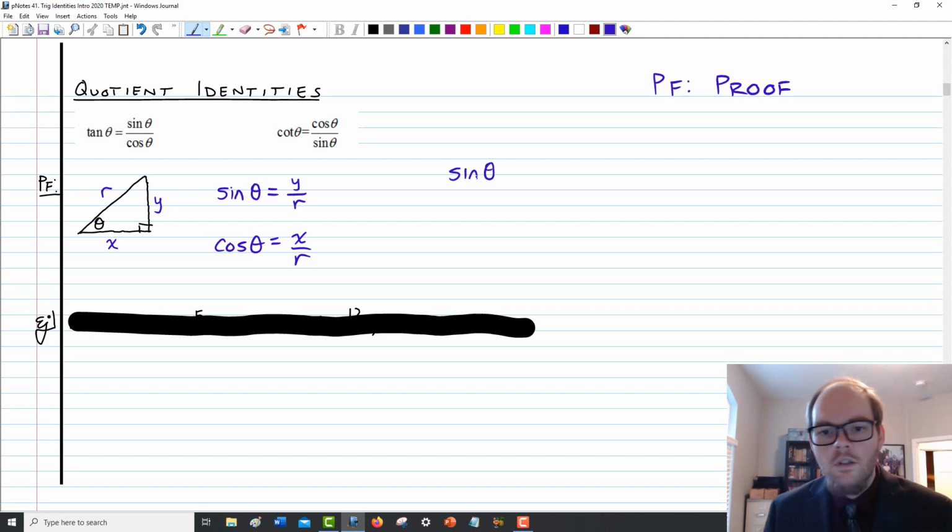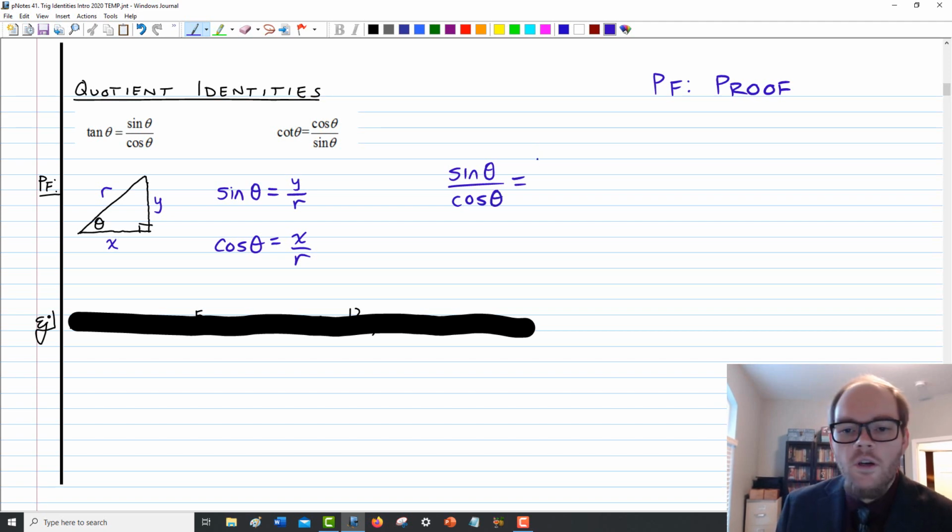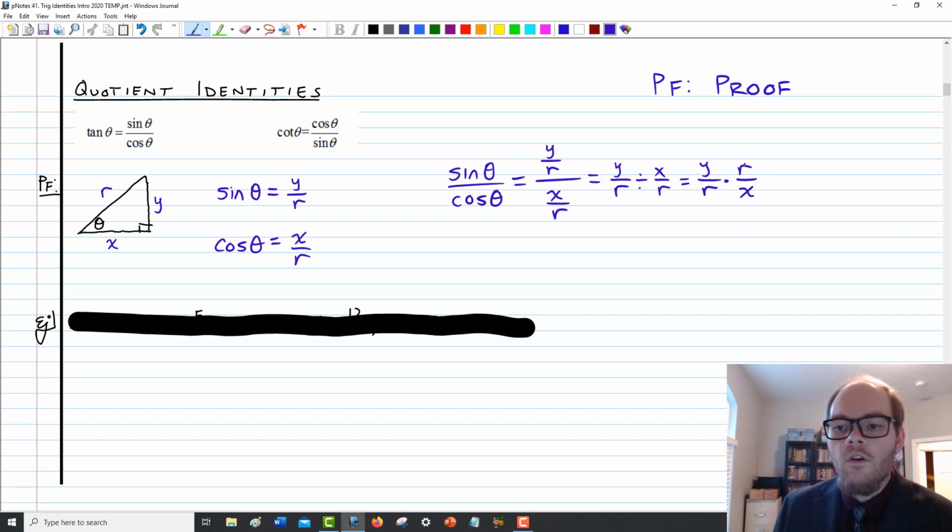Sine of theta divided by cosine of theta, so we'll focus on the tangent one, is going to be equal to sine over cosine. So far, so good. From here, since we're dividing by fractions, however you think about it, this will be y over r divided by x over r. But we know that when you divide fractions, you can multiply by the reciprocal of the second one. So from here, we get y over r times r over x. The r's divide out, and we're left with y over x.